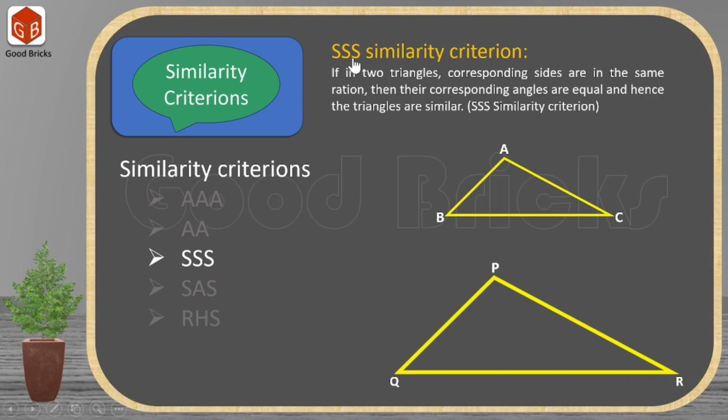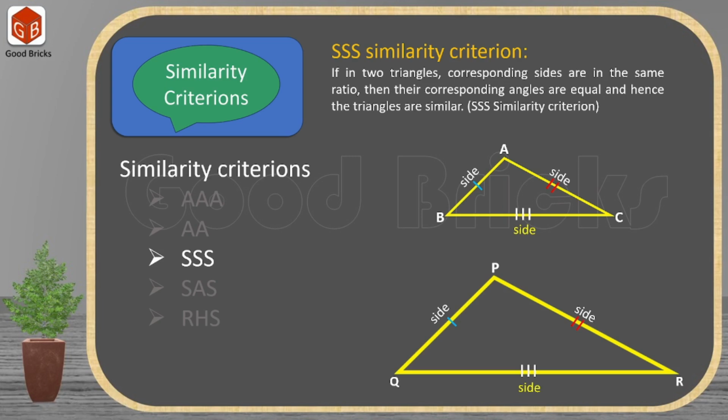Next, let us discuss SSS, side similarity criterion. Again we have taken the same triangles. For AB side, PQ is the corresponding side. For BC, QR is the corresponding side. For CA, RP is the corresponding side. If corresponding sides of one triangle are in the same ratio as corresponding sides of another triangle, then we can say these two triangles are similar based on side similarity criterion.